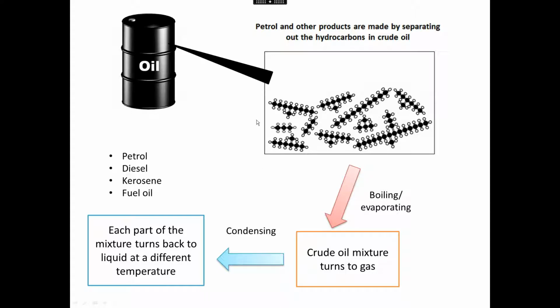So the crude oil gets boiled or evaporated to turn the whole thing into gas. The whole mixture turns into gas. But then when it condenses back to liquid, each part of the mixture turns back to liquid at a slightly different temperature. So these different hydrocarbons, petrol, diesel, kerosene, fuel oil, can be collected at slightly different temperatures because they all condense at slightly different temperatures.